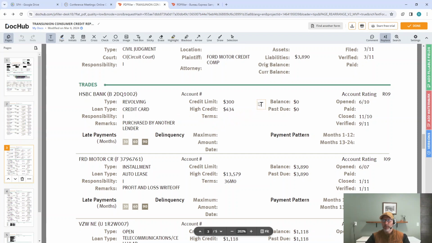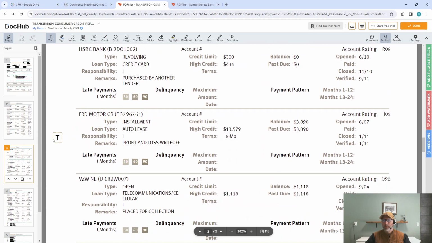It tells you what the credit limit was. The credit limit was $300. Now this is something that's interesting on this particular credit report. The high credit was $434. Generally, in my experience, what this means is they had a limit of $300, but they spent more than that limit. The credit entity, HSBC Bank, said, okay, we'll lend you a little bit more money. But this is usually a negative flag on someone's credit report because it means they did not operate within the credit terms they had been given. The balance is zero. The past due currently is zero, so they don't owe anything on this now. It was opened in 6 of 2010, closed in 11 of 2010, but verified 9 of 2011.